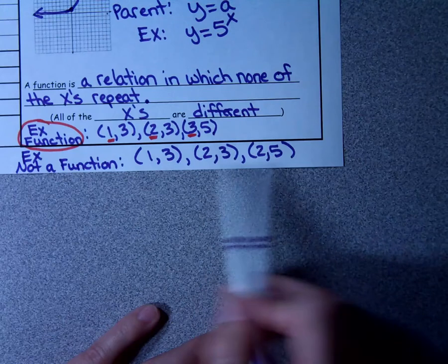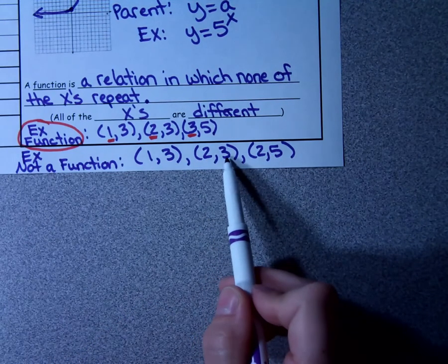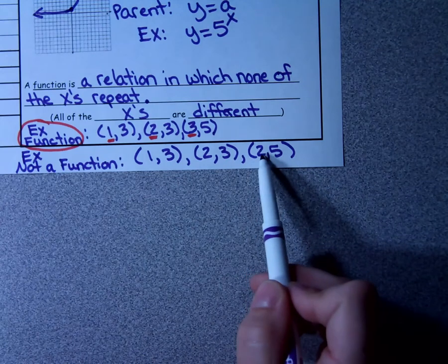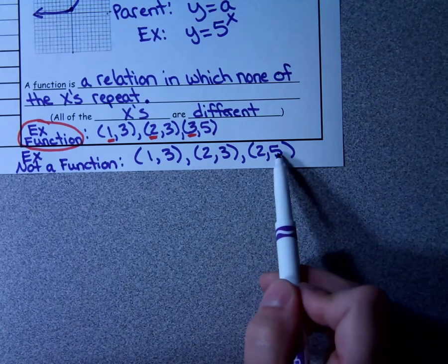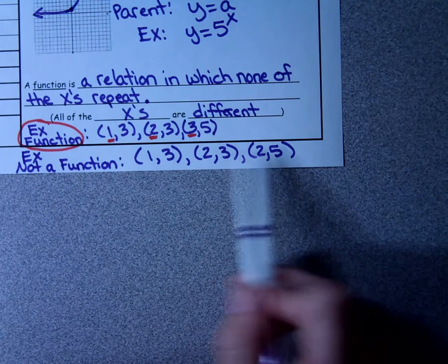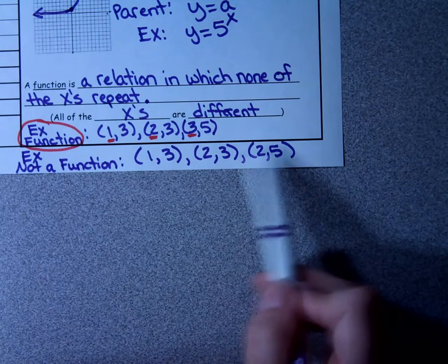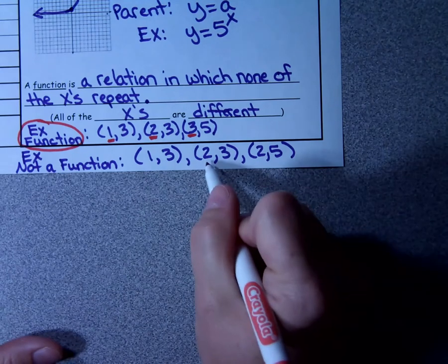So think about you and your friend going. You order a number 2 and it costs $3. Your friend orders a number 2 and it costs them $5. You got the same meal, but it cost one person $3, the other person $5. That's not right. That's not fair. And McDonald's will go out of business if they charge people different prices for the same thing. So this is an example of something that's not a function.